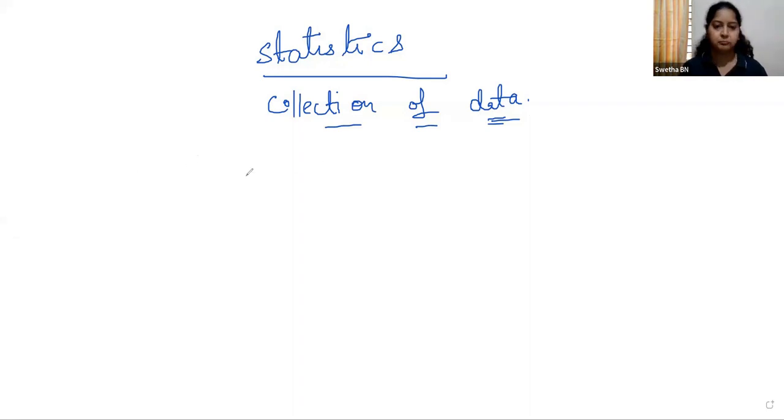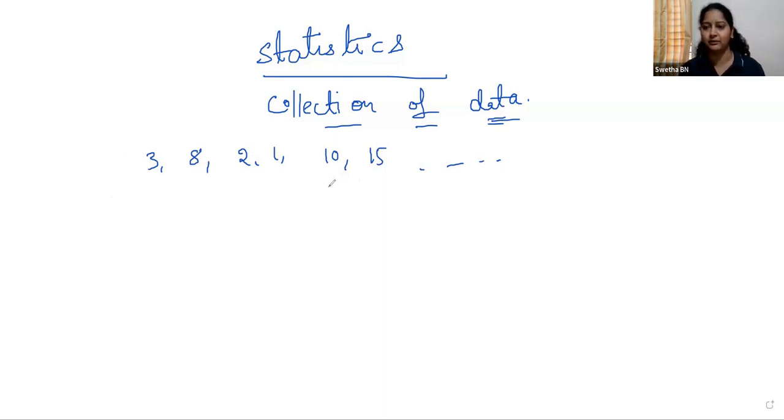And here we see grouped and ungrouped data, right? In ungrouped data, for example, 3, 8, 2, 1, 10, or 15, like this. If the numbers are like this, these are what? Ungrouped data. Why is it ungrouped data? Because they are not arranged systematically. The numbers are arranged randomly, right? So these are ungrouped data.